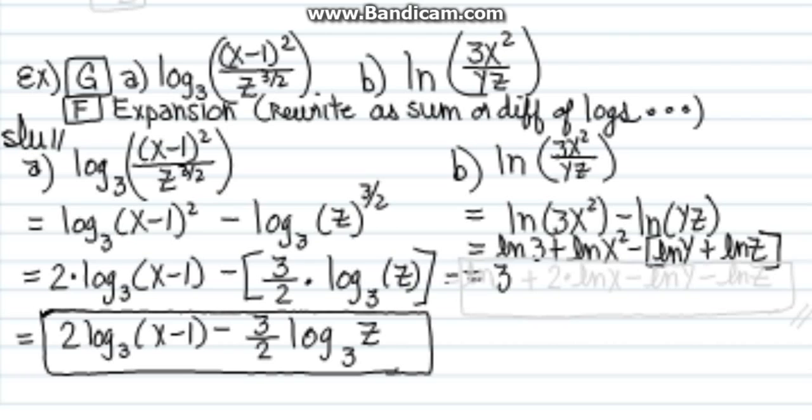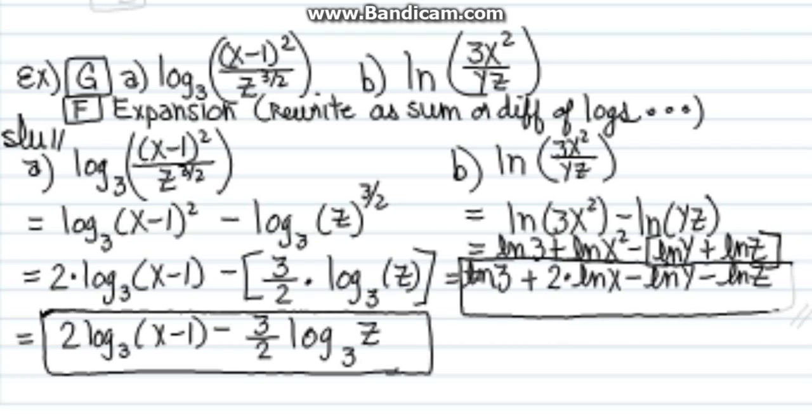So I am ending up here with natural log of 3 plus, bring the exponent 2 in the front, 2 times the natural log of x. Now distribute the minus sign, minus natural log of y minus natural log of z. And we're done. Now a lot of people forget to distribute that negative sign, and that's not a good deal. So be careful with those minus signs. That's why I use those brackets, to be careful.